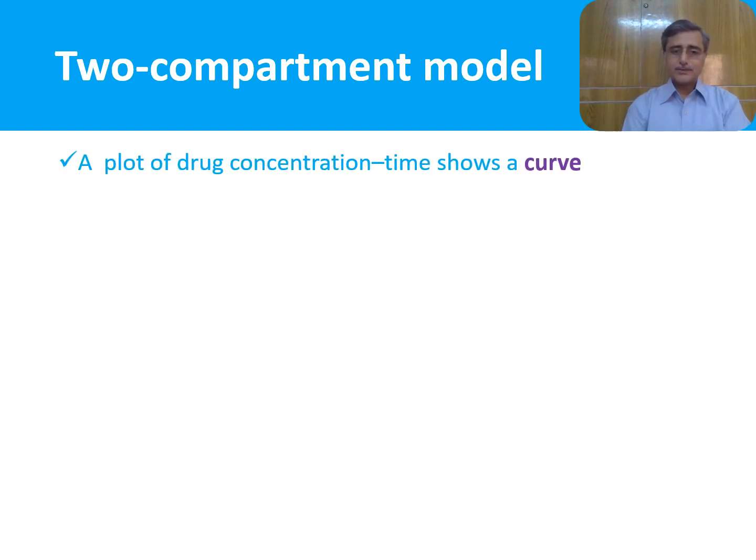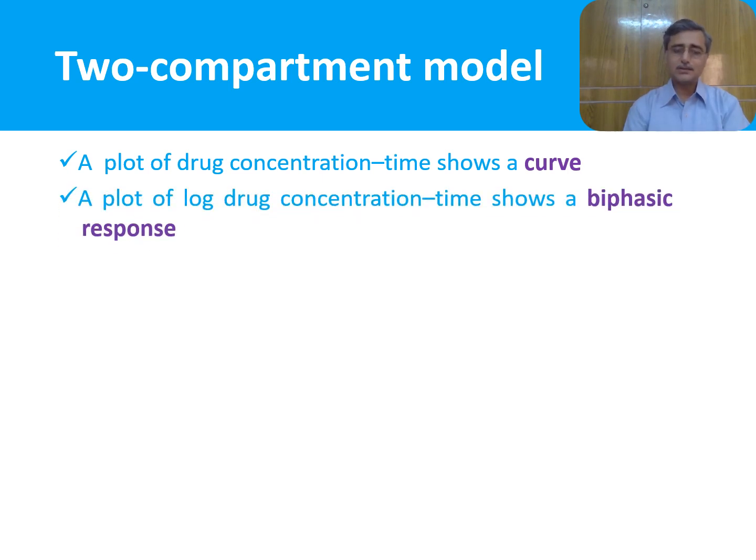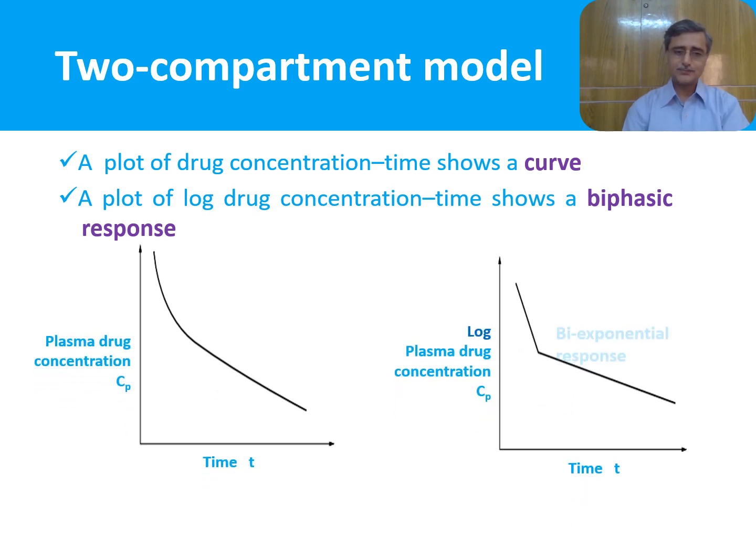Further, a plot of the drug concentration versus time shows a curve. A plot of the log concentration versus time shows a biphasic response, as you can see in this figure. This is the regular plasma drug concentration versus time, which is a curve, whereas the log of the plasma drug concentration versus time is a bi-exponential response. This is in contrast to the one compartment model, where it was a linear response. Here, the curve is resolved into two components, the bi-exponential response of the two-compartment model.